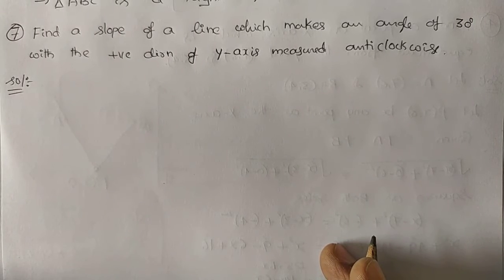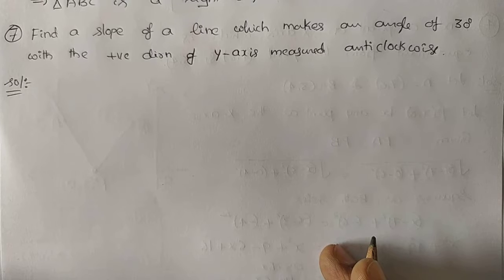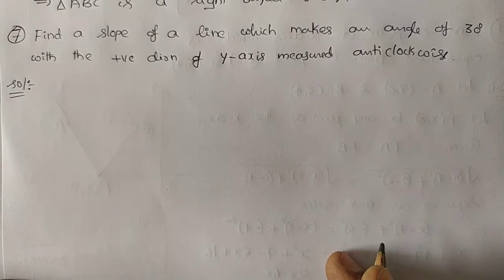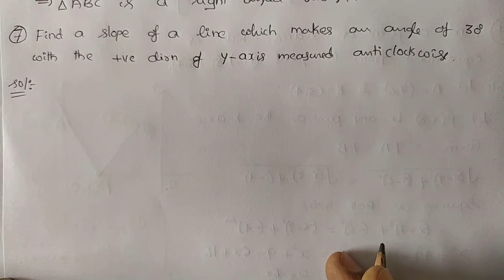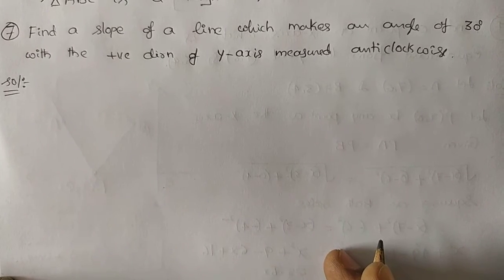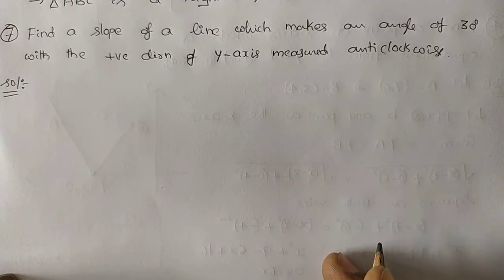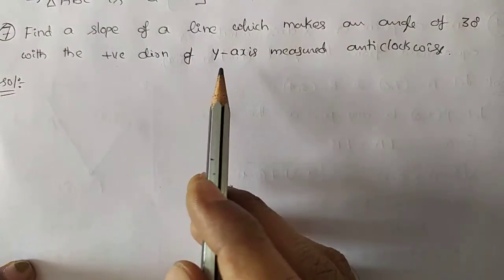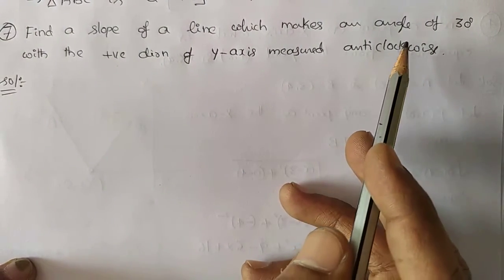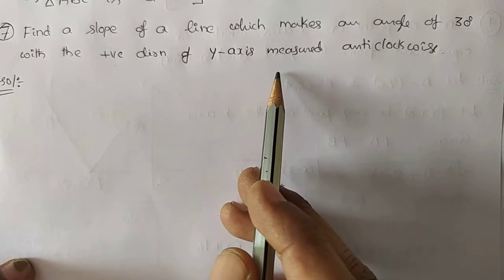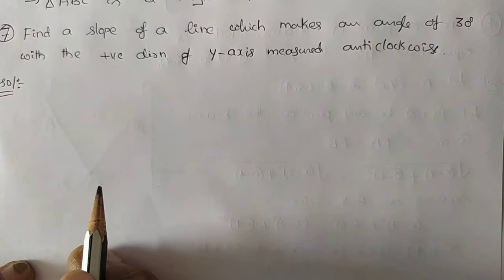In our previous class, we solved exercise 10.1 questions. In this class also, we are continuing with exercise 10.1 in your NCERT textbook. In that, the seventh question is: find the slope of a line which makes an angle of 30 degrees with the positive direction of y-axis measured anti-clockwise.